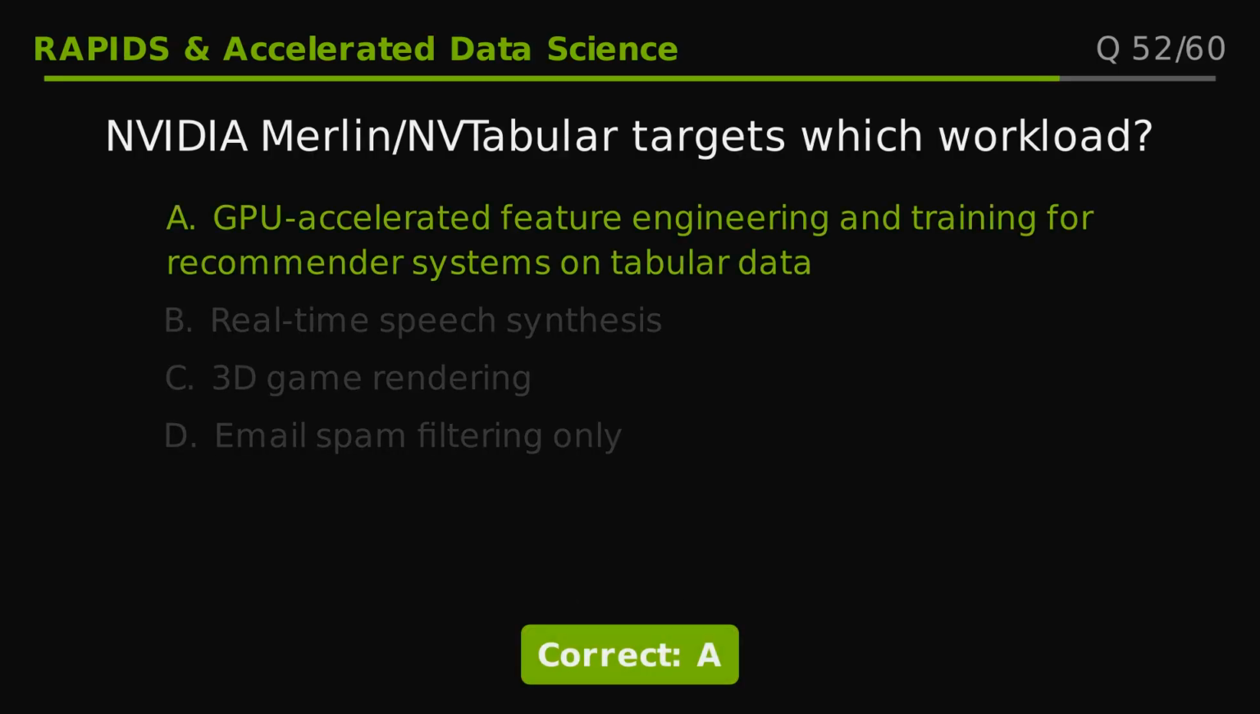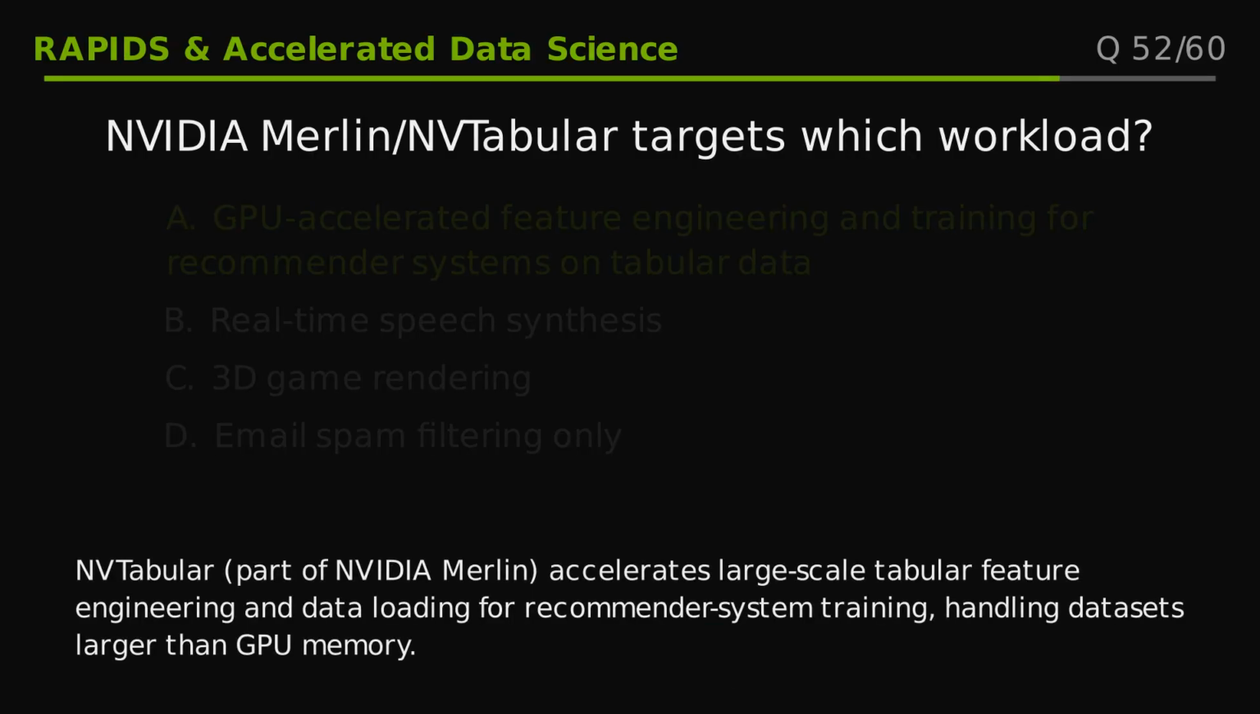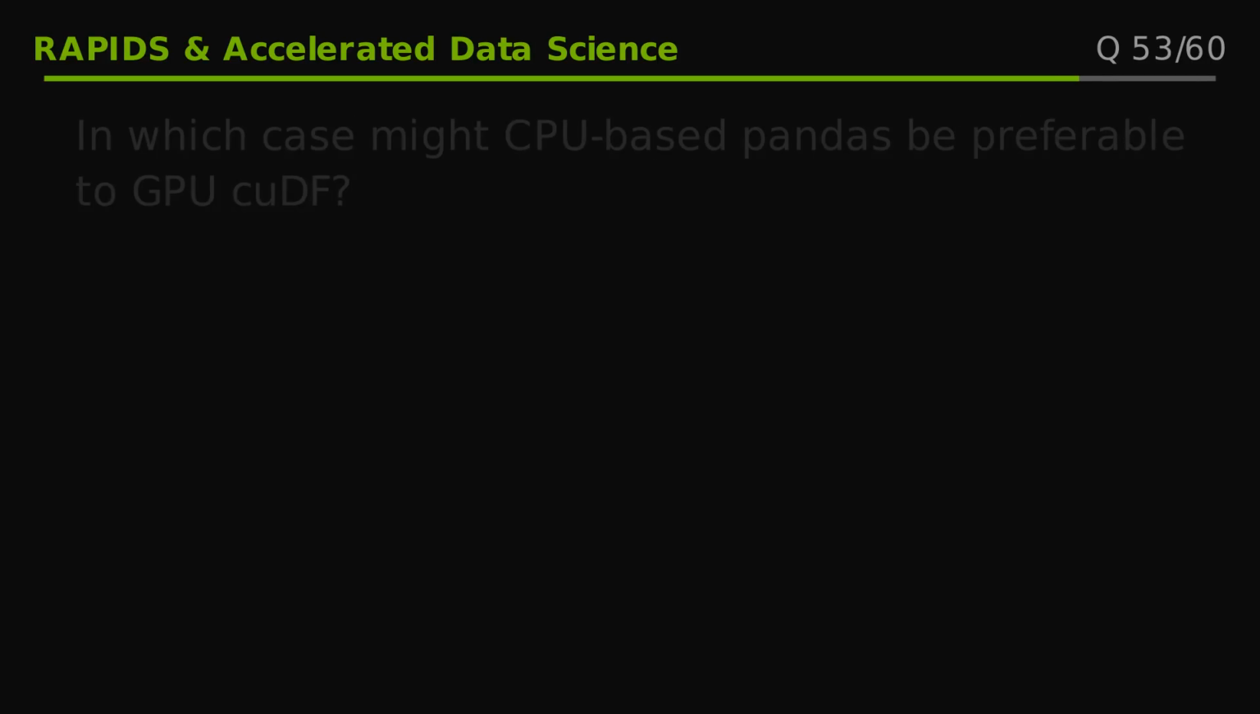The correct answer is A. NVTabular, part of NVIDIA Merlin, accelerates large-scale tabular feature engineering and data loading for recommender system training, handling datasets larger than GPU memory.